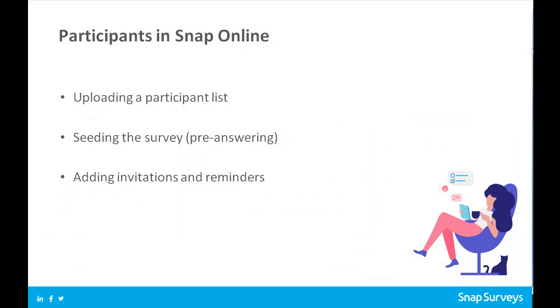There are three main stages to today. We will upload an Excel file with a list of potential participants. We will look to seed some of the questions within the survey using known information from that spreadsheet. And then finally, we will set up our email invitation and potential reminders.